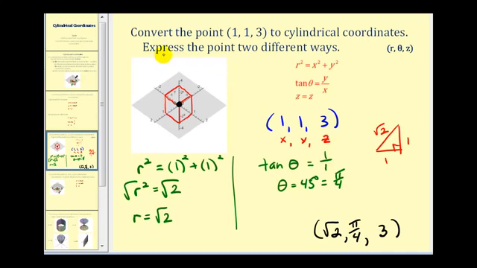But remember, it does ask us to express this using two different ways. So going back to what we know about polar coordinates, if we change the sign of r using a negative value of r, we'd have to plot an angle that would be different than pi over 4. So if we add 180 degrees or pi radians to this, it would be the same location in the xy plane if we're using a negative value of r. Remember, when r is negative, you plot the point in the opposite direction. So here we could use 5 pi over 4 radians instead of pi over 4 radians. And then of course z would be the same value. So there's two ways to express the point (1, 1, 3) using cylindrical coordinates.